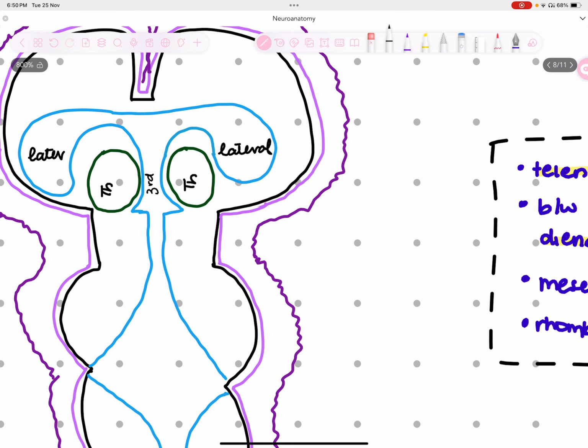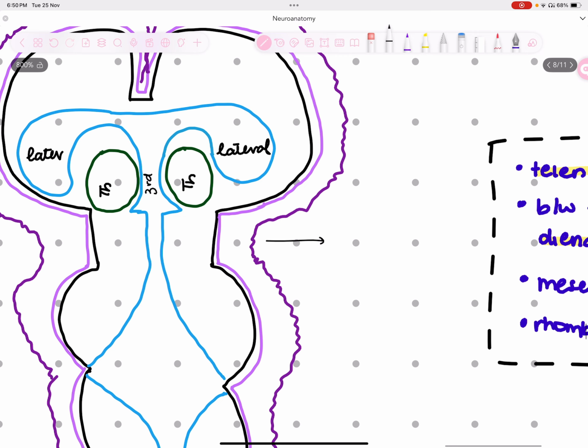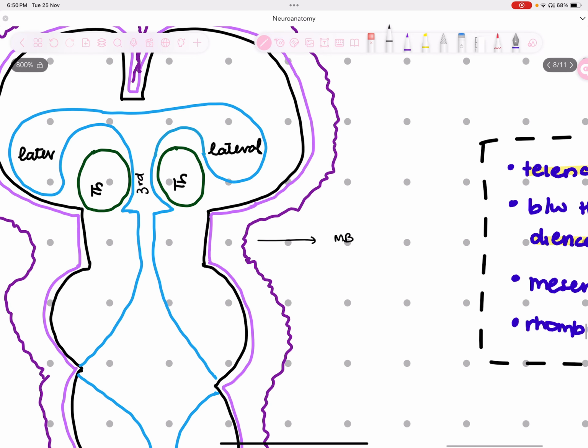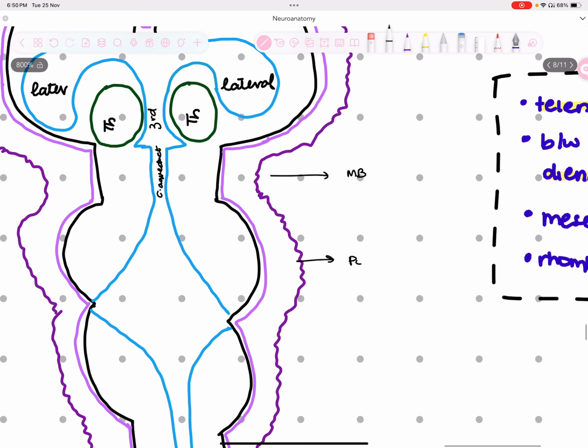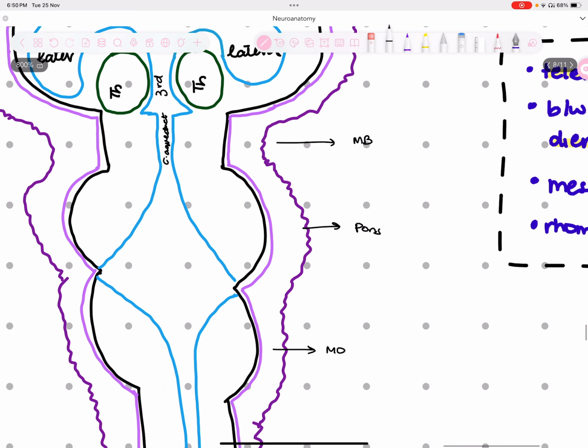So lateral and third. And as I already told you, this is the midbrain. In the midbrain region, if you can recall, we studied the cerebral aqueduct. So this is your cerebral aqueduct. And then this is your pons and medulla. At the junction of pons and medulla, you will find the fourth ventricle. And fourth ventricle is right here.